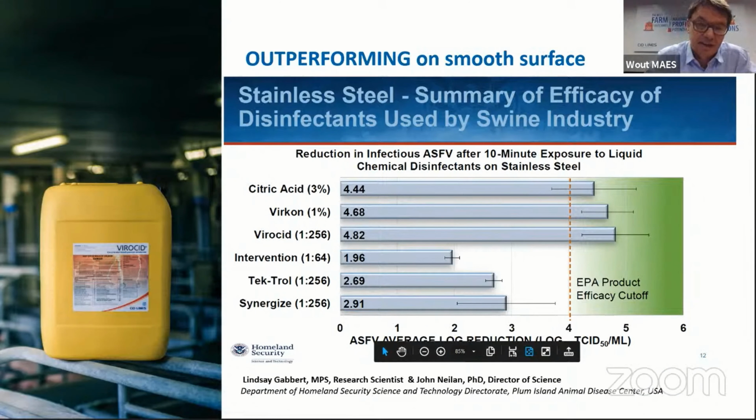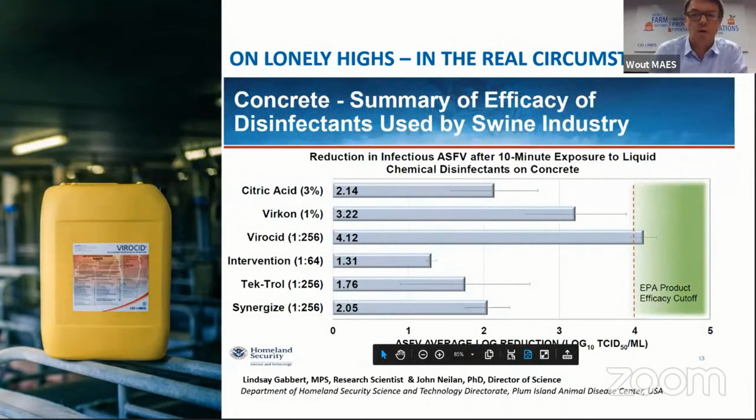We could see that our Viruset is performing at concentrations two times lower than the next competitive product on the list. But if you compare on concrete, concrete floors, concrete material, you will see that Viruset is the only one that is reaching the barrier and going over the limit. Despite the fact that other products are being used at significantly higher concentrations, double and more, they still do not meet the expectations of US standards. And I have to admit that the US standards are not easy ones. They involve a high organic load and high water hardness, but this really reflects what is going on in your farm.